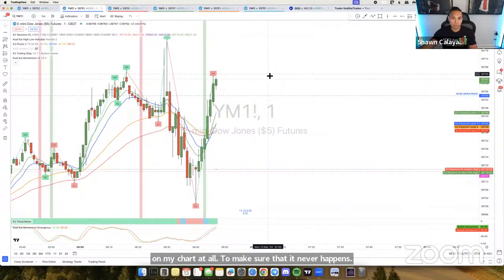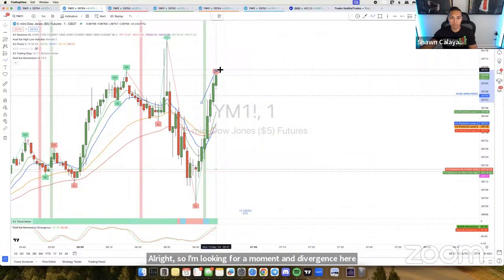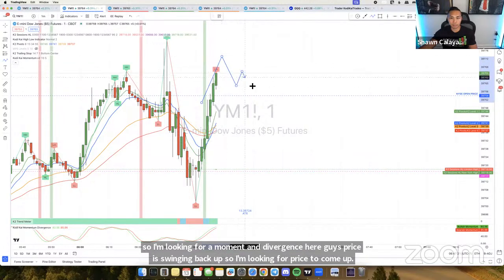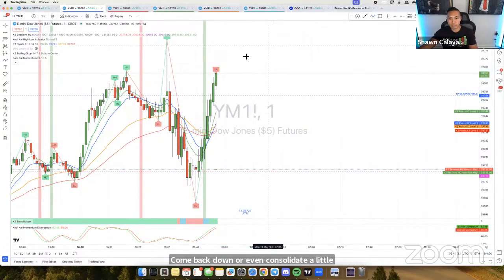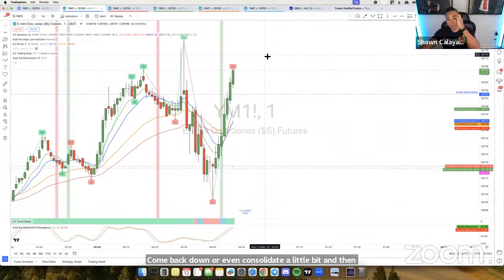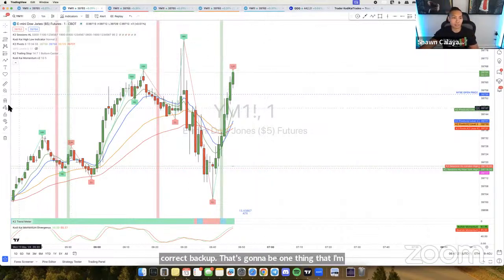All right, so I'm looking for a momentum divergence here, guys. Price is swinging back up. So I'm looking for price to come up, come back down, or even consolidate for a little bit and then correct back up. That's going to be one thing that I'm looking for. Another thing that could be coming up here would be an MPS entry.